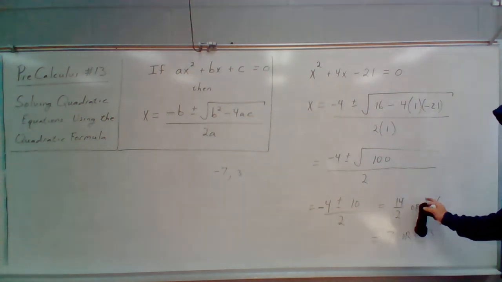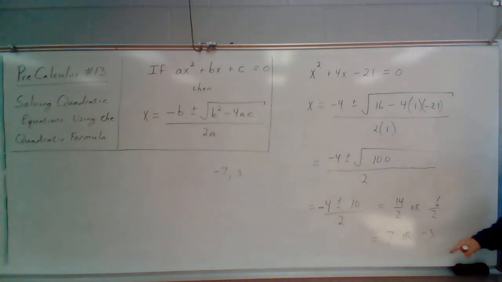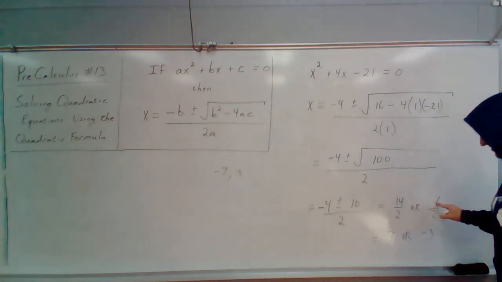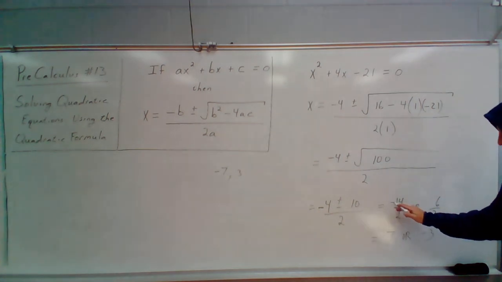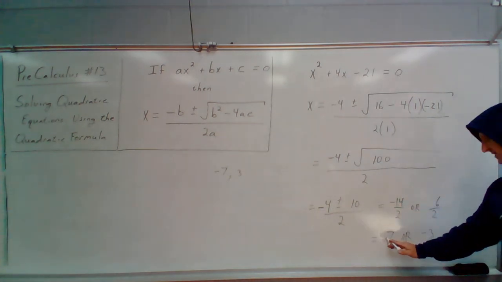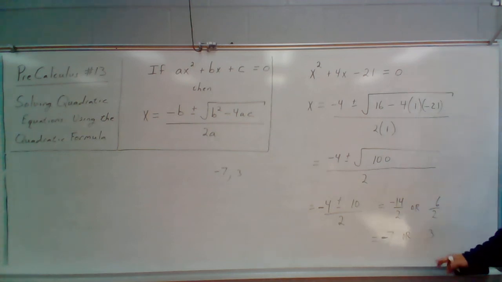-4 plus 10 is +6 over 2. Right. -4 plus 10 is +6. -4 minus 10 is -14 over 2. So that gives me a -7 or a +3, and now it matches what I have over there.